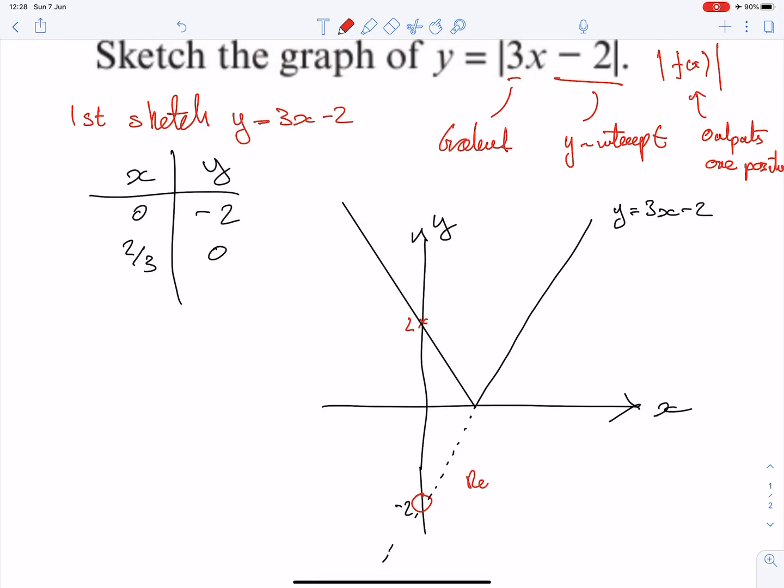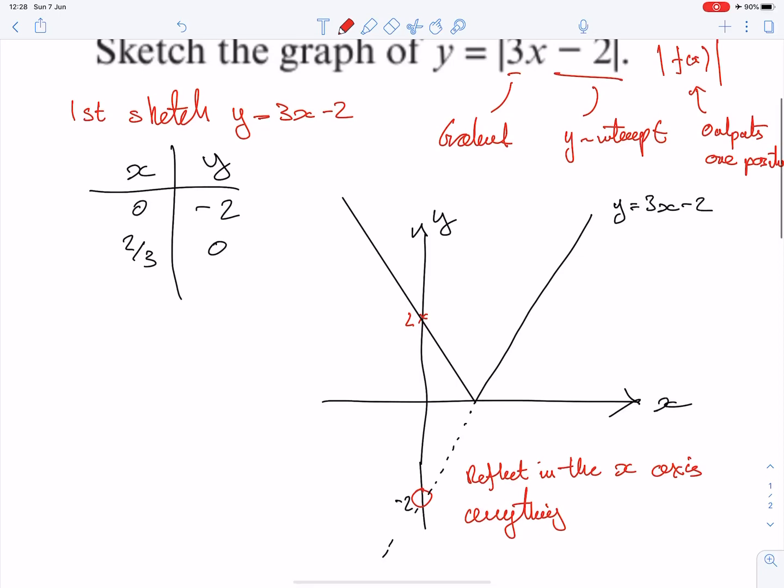So we reflect in the x-axis anything which has a negative output. That's y value.